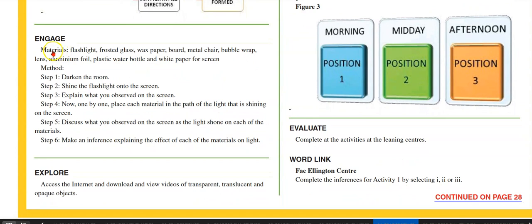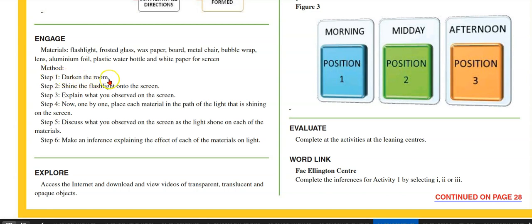Here are some materials you may need: a flashlight, frosted glass, wax paper, board, a metal chair, bubble wrap, lens, aluminum foil, plastic water bottle, and white paper for a screen. Here's your method. How are you going to do this?